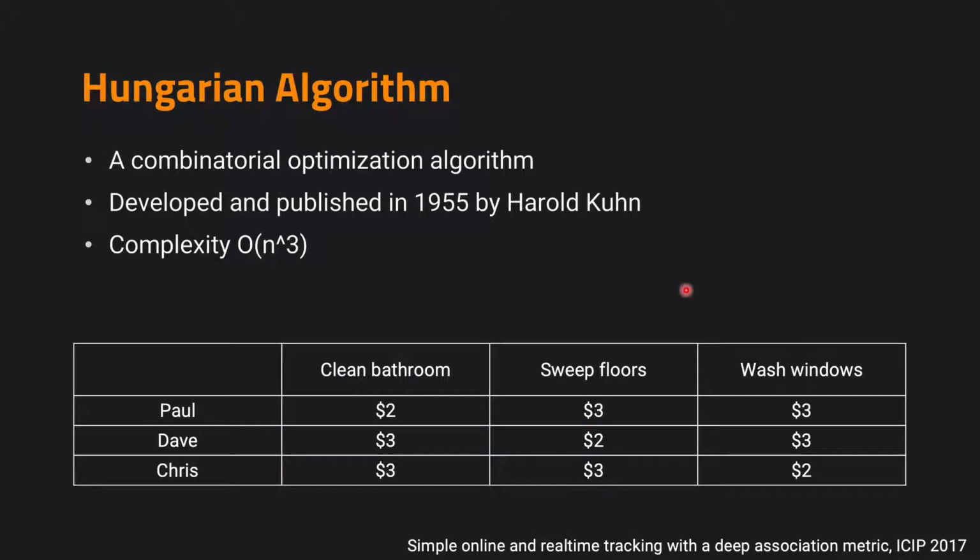And to solve this assignment problem, we can turn to the Hungarian algorithm. It's a classic combinatorial optimization algorithm to solve this kind of assignment problem. Basically, we have two sides and we have a cost between each assignment, and we want to optimize a unique assignment for each person, say, to the tasks.